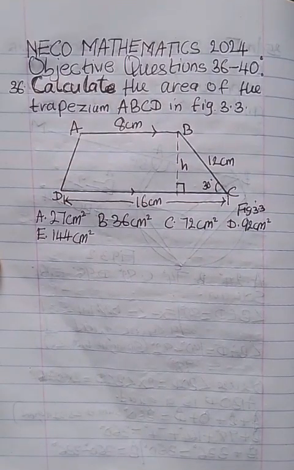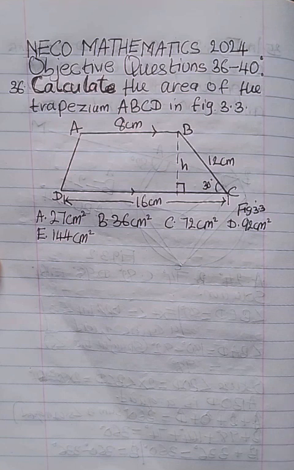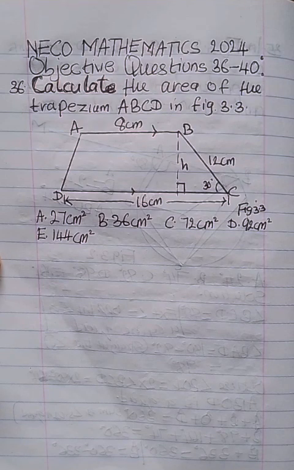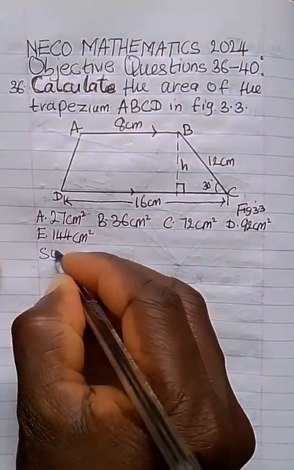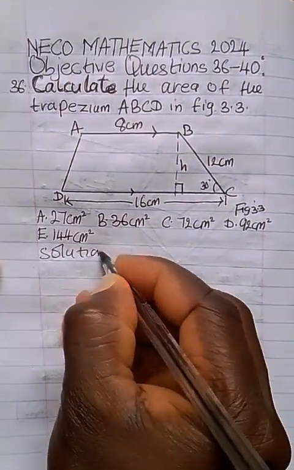NECO Mathematics 2024 Objective Questions 36 to 40. Question 36. Calculate the area of the trapezium ABC in figure 3.3. Let's take the solution.